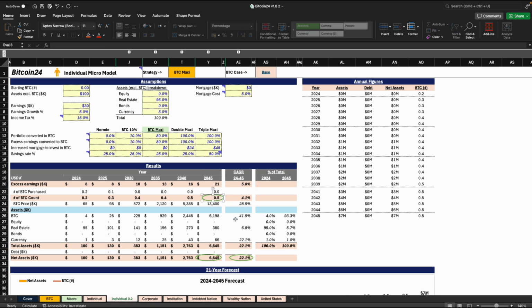He will have 0.5 Bitcoin in 2045, and he will have $6 million in net assets, or $6 million in Bitcoin specifically, and $380,000 in real estate. So the land that he owns or the house will grow by this much, and it will have a value of $380,000, and his currency will be $66,000. And that's it.